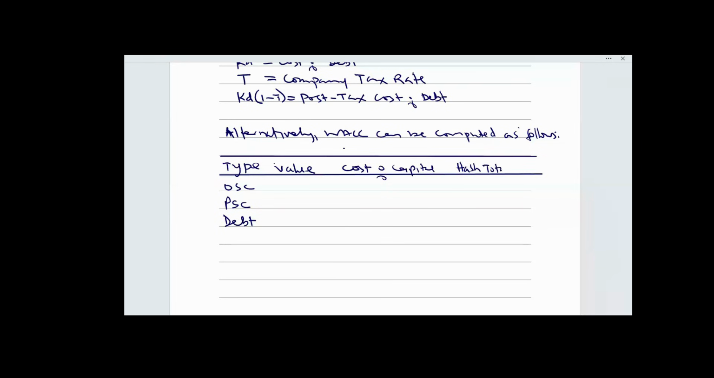So whatever is the value, like I said, whether you are using book value or market value, whatever it is, put it here. This is the total. That's total value.